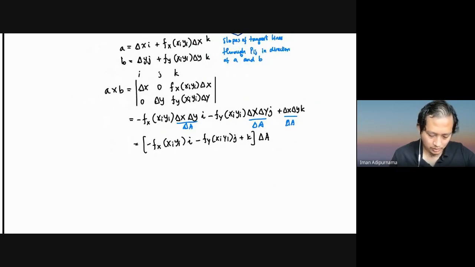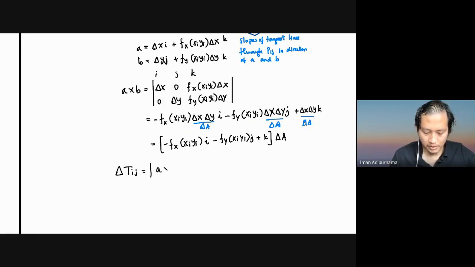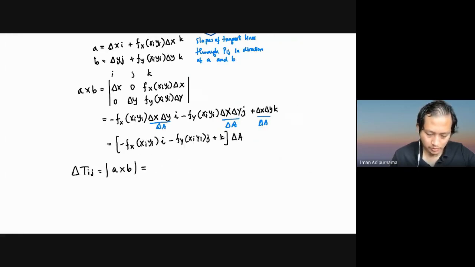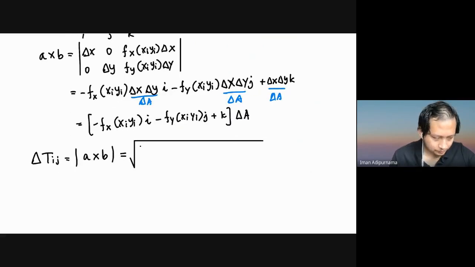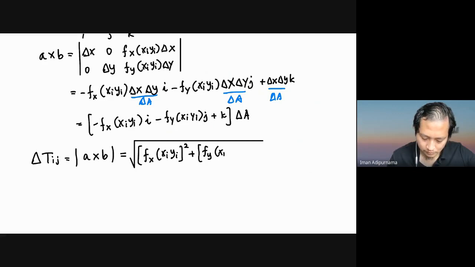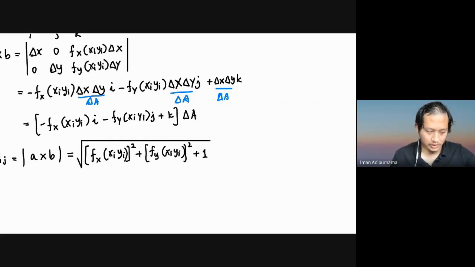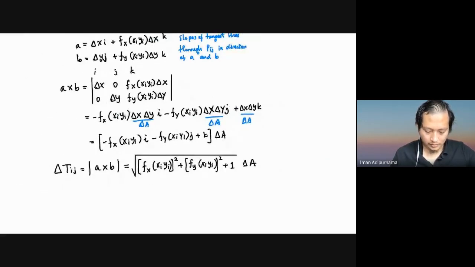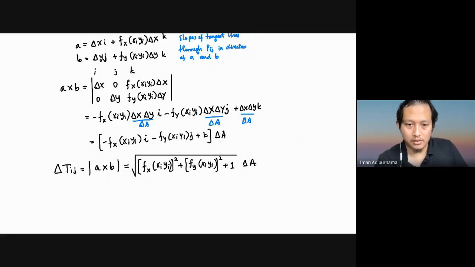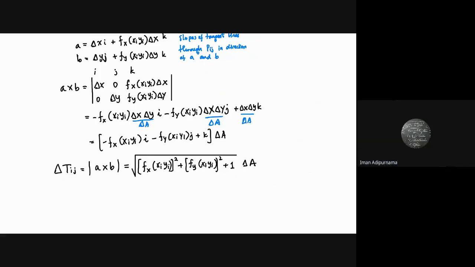And now we have the delta T, the tangent plane, is the magnitude of A cross B. So we will have the square root of the previous equation. Negative or positive will be the same because we are going to square it, right? And this is plus squared, and then plus 1 squared, times delta A. I need a few minutes to write the equation.